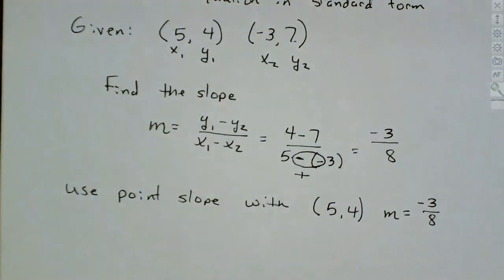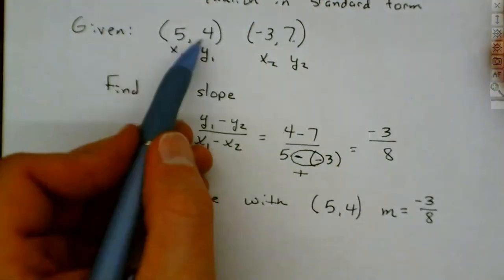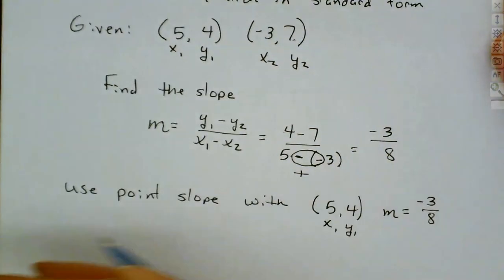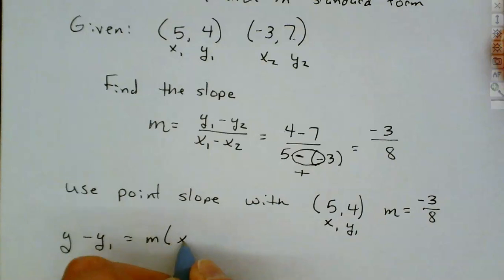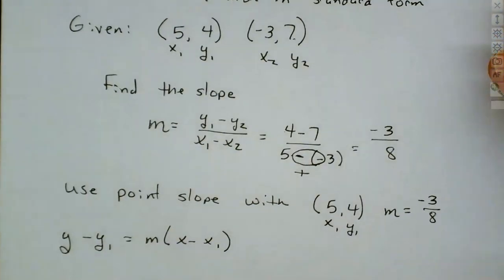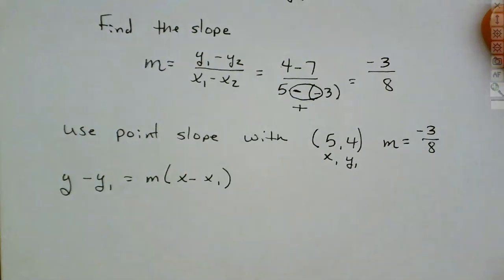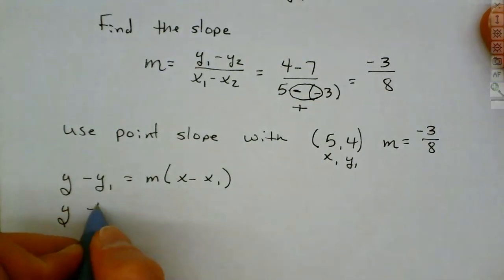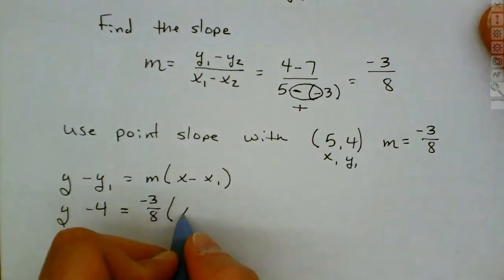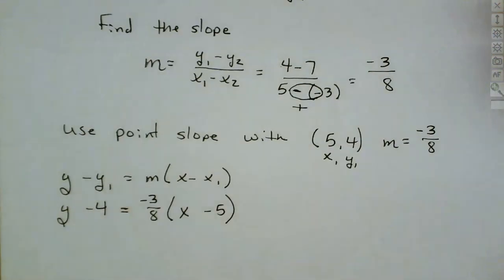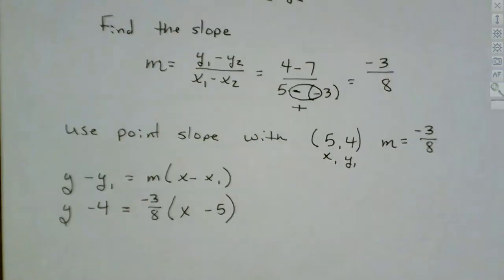So what we did was we found our slope. Then we went to our point slope formula, because this is our first one. So this is x1, y1. And what's our formula? Well, it is y minus y1 equals m times x minus your x1. And we'll fill this in. So that's going to be y minus 4 equals minus 3/8 times x minus 5. Is everyone okay with that so far?